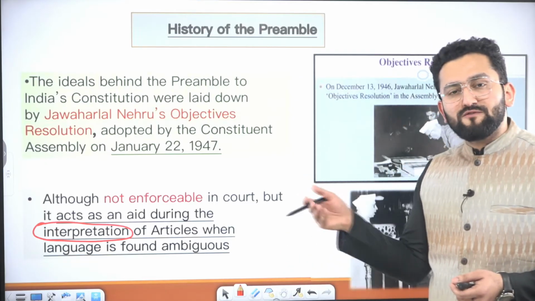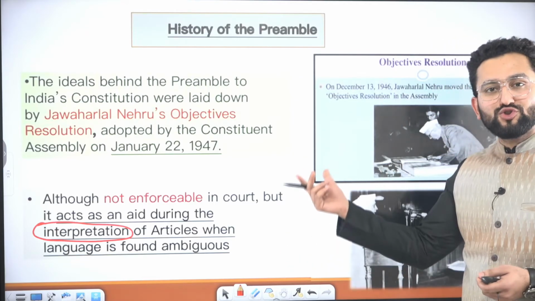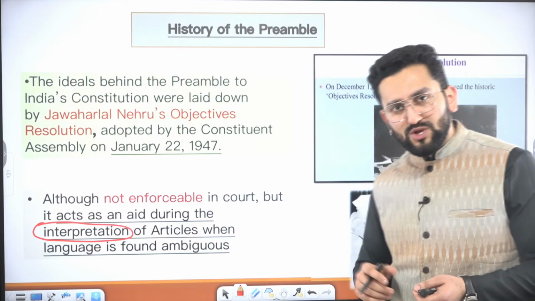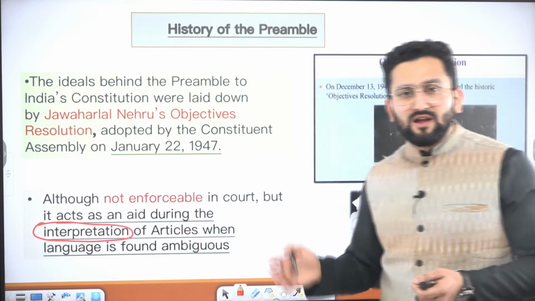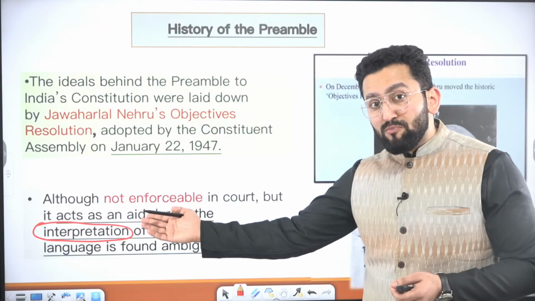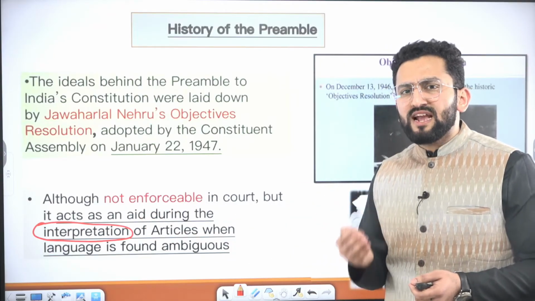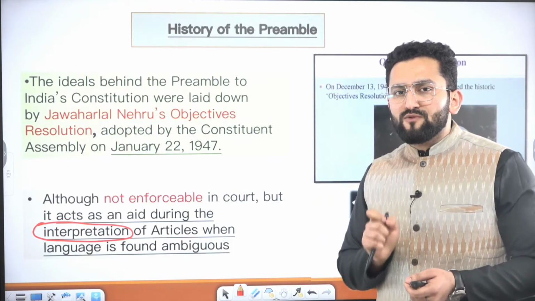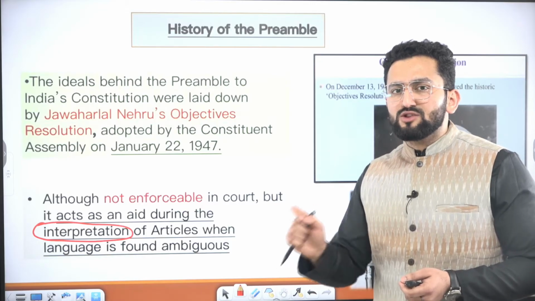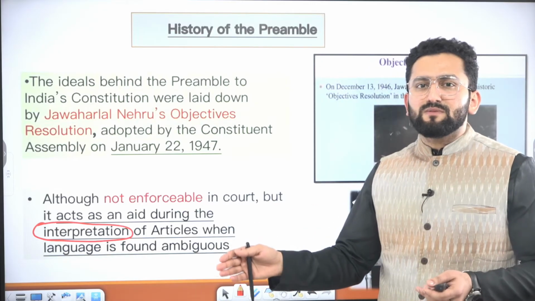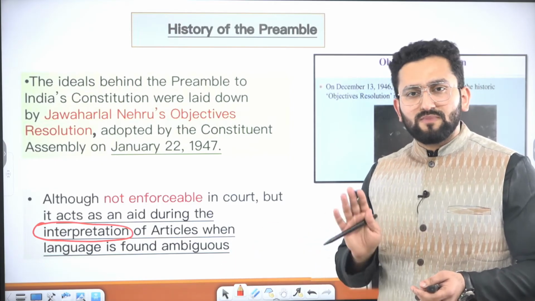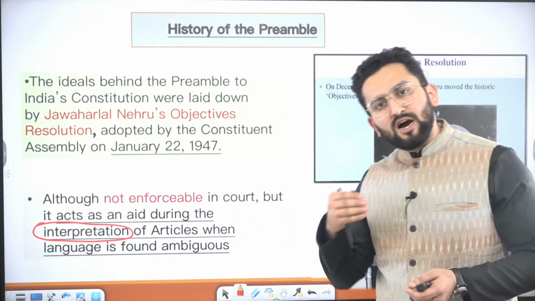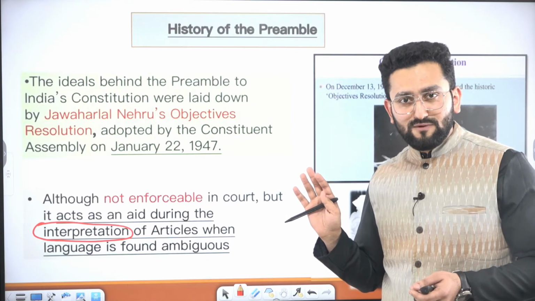Now, when we look into the history of the Preamble, we find the objective resolution which was proposed by Mr. Jawaharlal Nehru on 9th December 1946, which was adopted on 22nd December 1946. So, although the Preamble is not enforceable, when I say enforceable, it means you cannot knock the door of court saying that this particular provision, this particular word is mentioned in the Preamble and it is not being implemented. We plead to the court that please implement it. The court will say, beta, from Article 1 to other articles, these are provisions of the Indian Constitution, right?